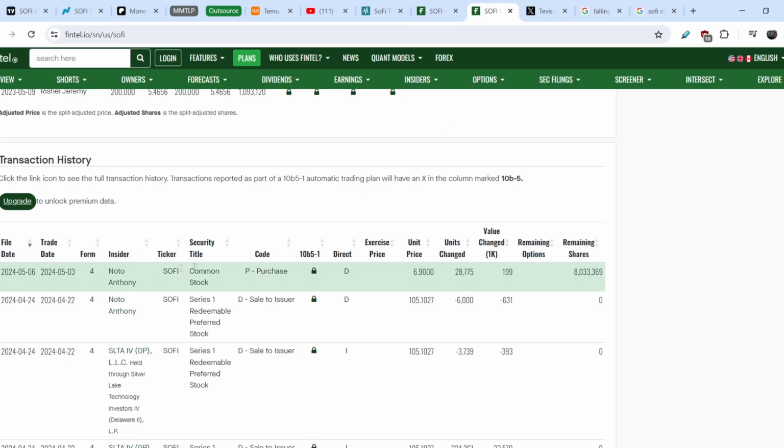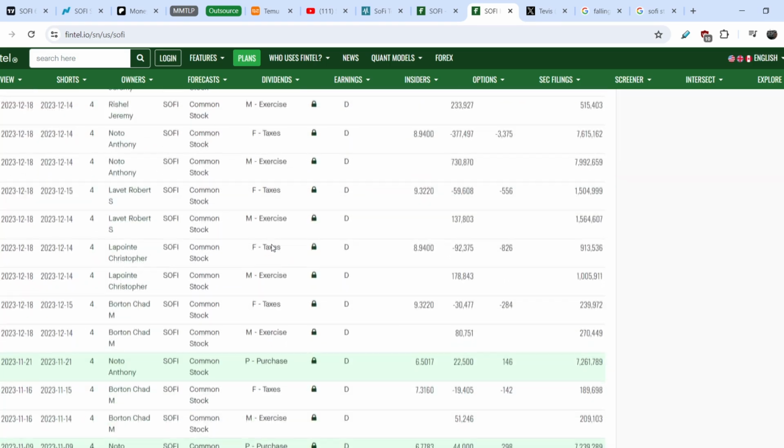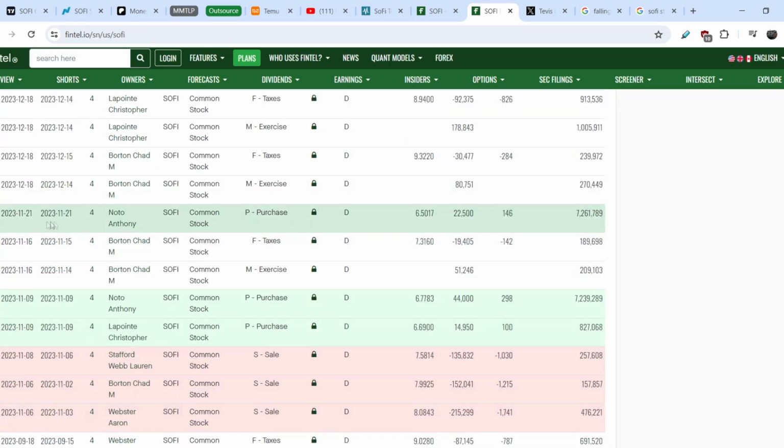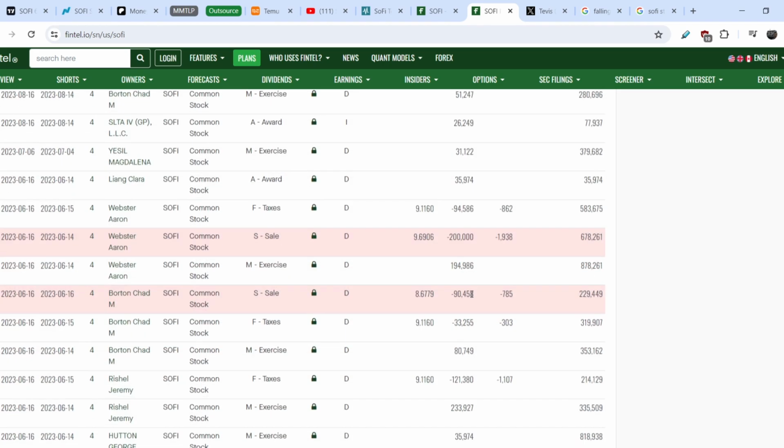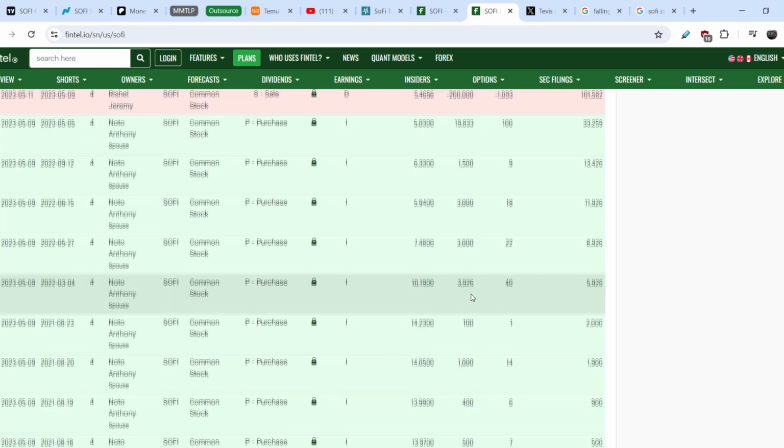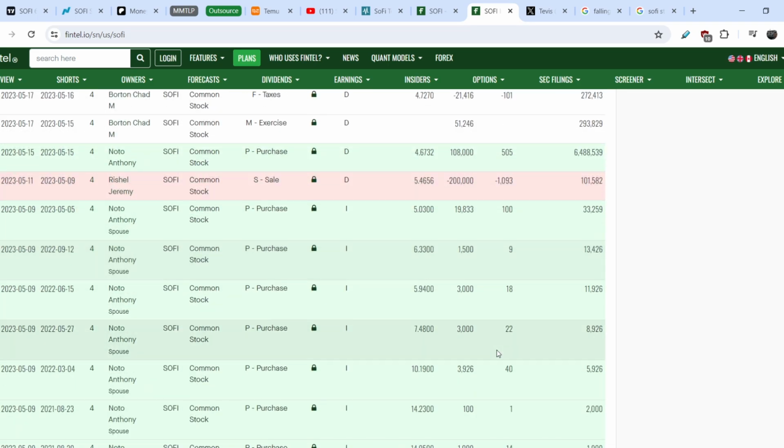And on top of that, Anthony Noto bought, as I already mentioned, almost $200,000 in value of SOFI stock. And it is not the first time. Let me show you that previously he bought, right here, in November of last year, he purchased another $146,000 in value of these stocks. And previously, $300,000 was spent by him to purchase his SOFI stock. And previously, he and his wife also bought a bunch of shares of SOFI.